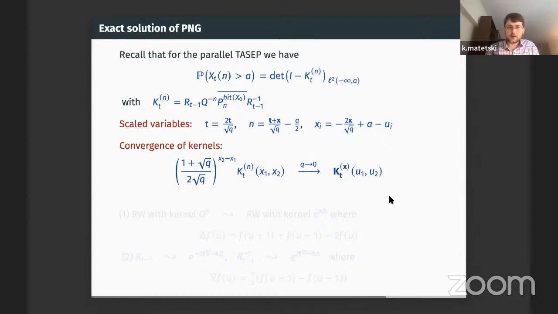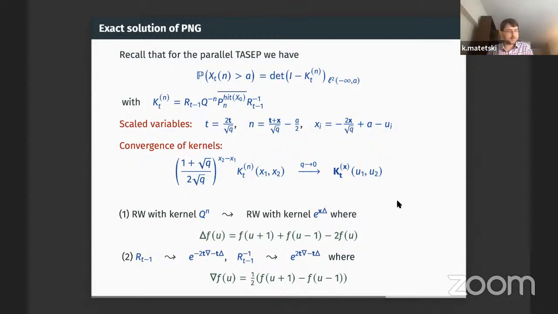And when we prove such convergences, it always happens that pointwise convergence is quite easy to show. We can always guess what the limit is, but then to have convergence of kernels in trace class requires a significant amount of work. But what happens when we prove this convergence is that the objects for the parallel TASEP get replaced by respective objects for PNG. So for example, the random walk with a transition kernel Qn is replaced by a random walk in continuous time generated by the discrete Laplacian.